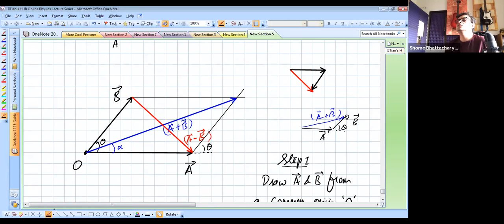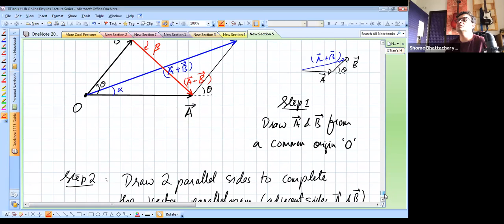You can see that if this was a vector A, this would have been the vector minus B, and this triangle is that one. So this red colored vector here is nothing but A minus B. So the advantage of this method is that now within the same diagram, by drawing a parallelogram using the two sides A and B, I've been able to show the sum and the difference within the same figure.